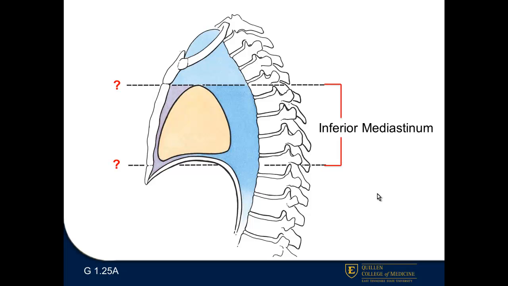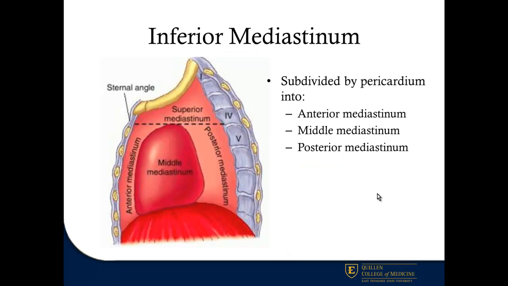Anteriorly, the sternum with its associated costal cartilages. Posteriorly, you have the thoracic vertebral bodies. And superiorly, we now have the transverse thoracic plane, that imaginary line that passes from the sternal angle to thoracic vertebral level 4 and 5. And then inferiorly, we still have the diaphragm. So now we'll look closer at these divisions of the inferior mediastinum.